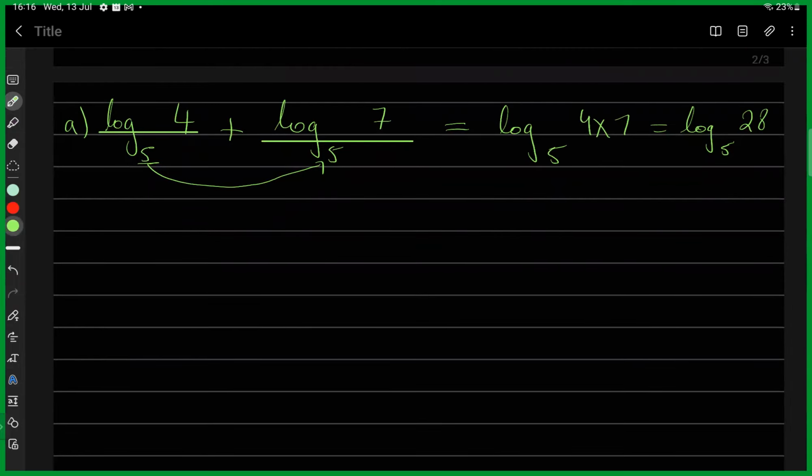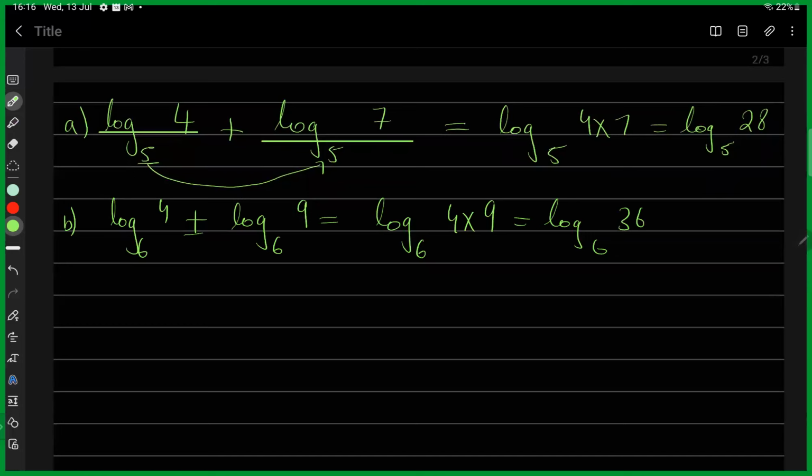now the second part says log base 6 of 4 plus log base 6 of 9. What would be happening here? Again, we have a plus sign. I can write it as a log with the same base, multiply 4 and 9, and it would give me log base 6 of 36. Now I can see that for some power of 6, I might get 36. So I can write the same thing as log base 6 of 6 squared.